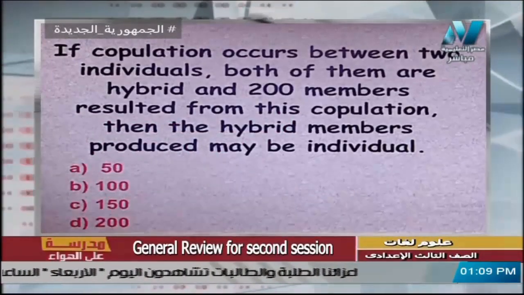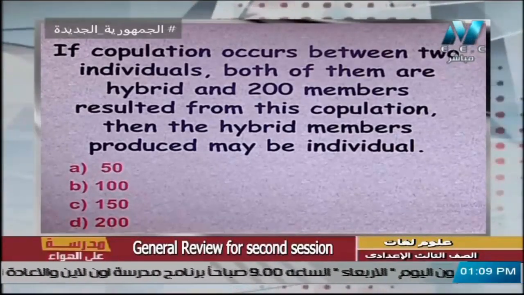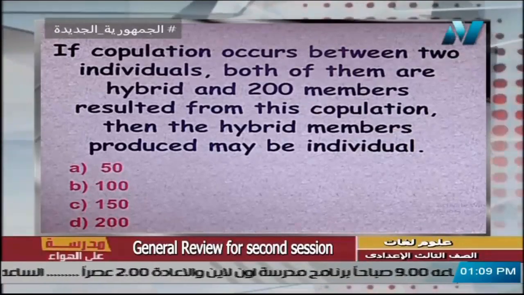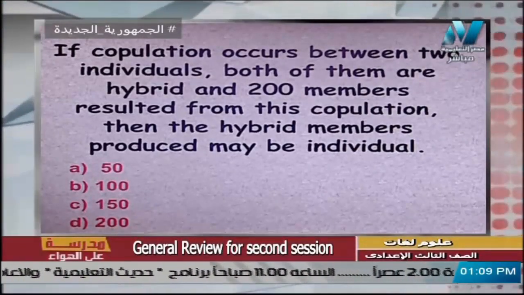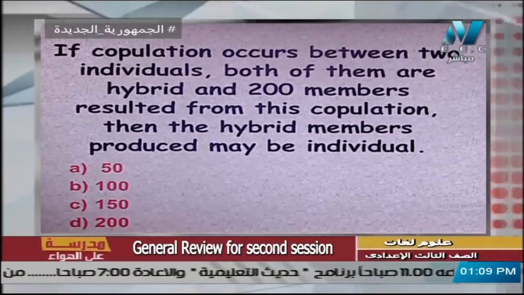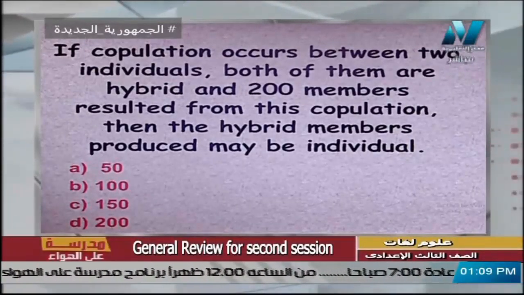If copulation occurs between two individuals, both of them are hybrid, and 200 members resulted from this copulation. Then the hybrid members produced may be what individual: 50, 100, 150, 200.